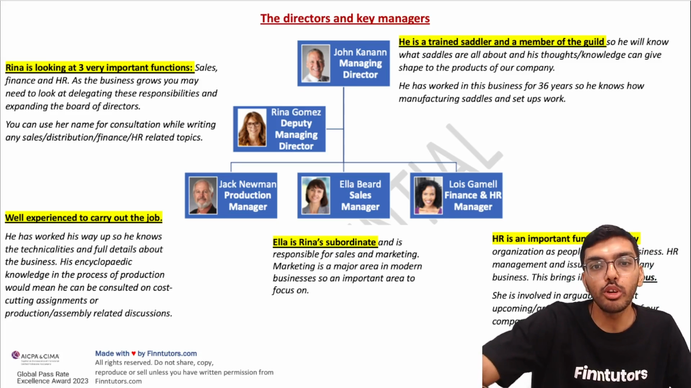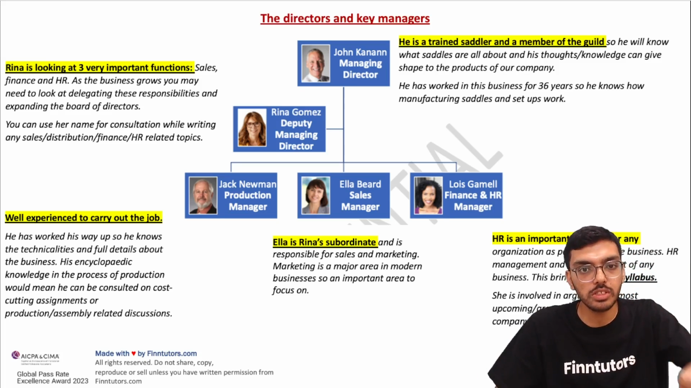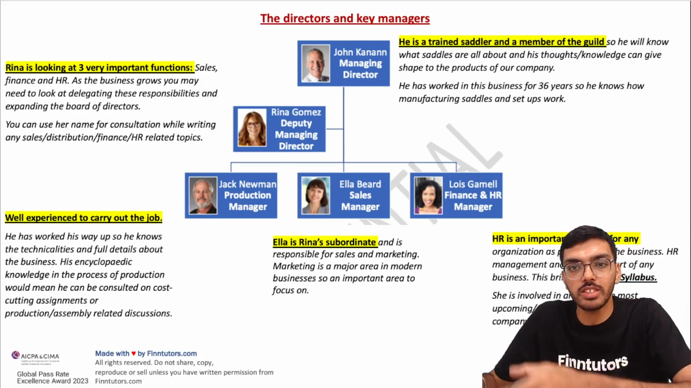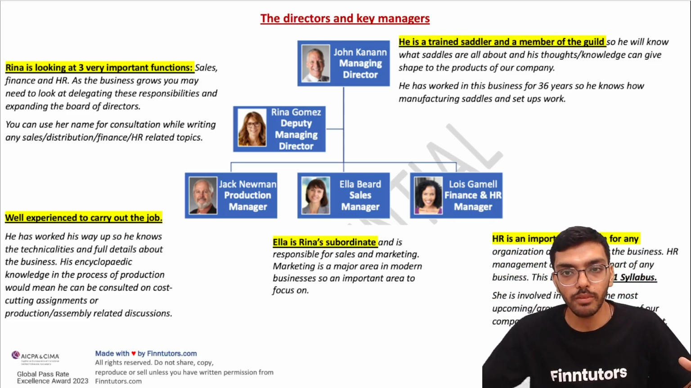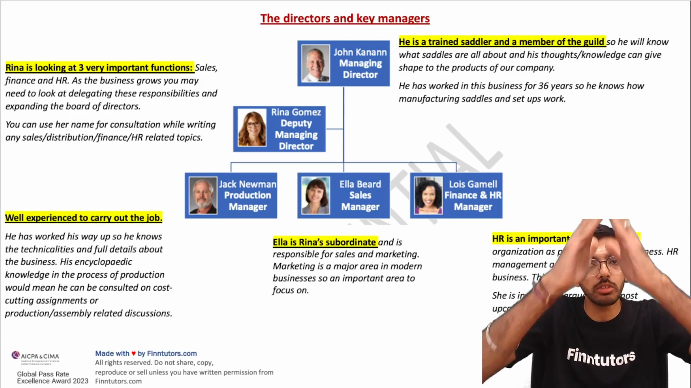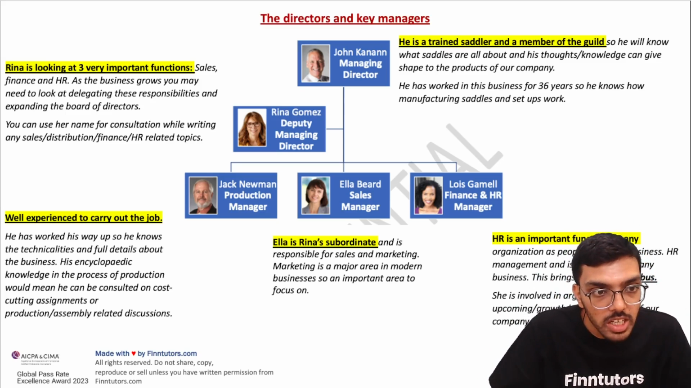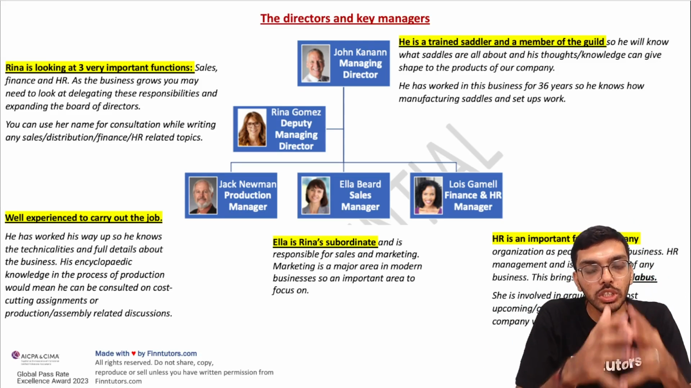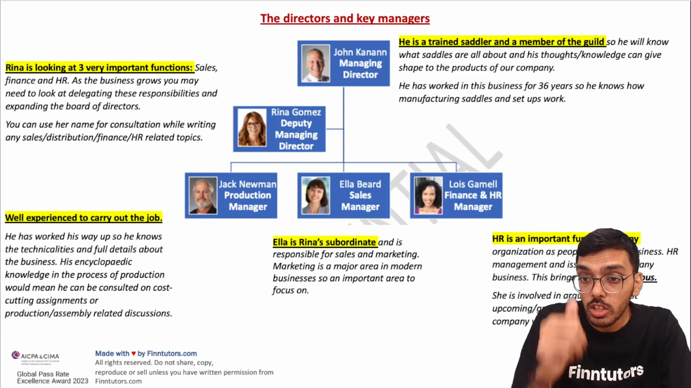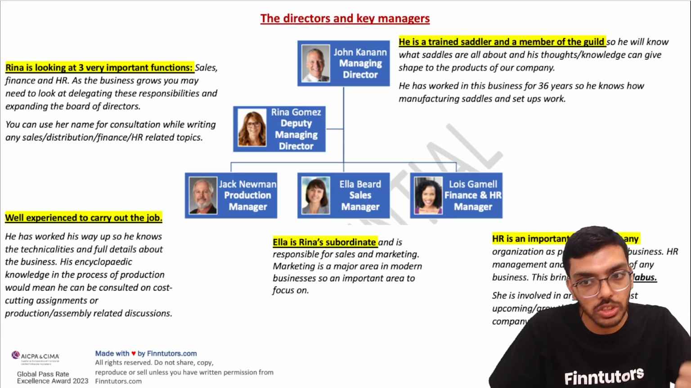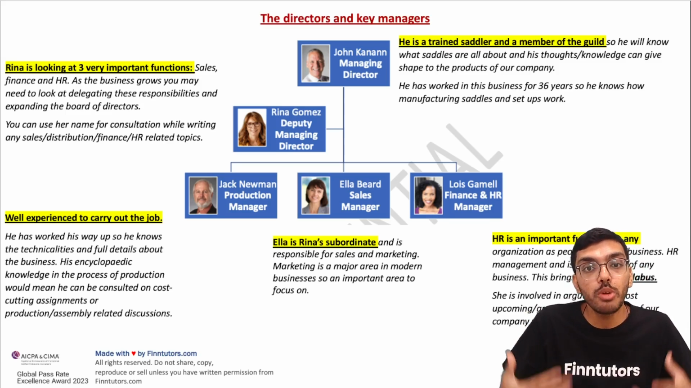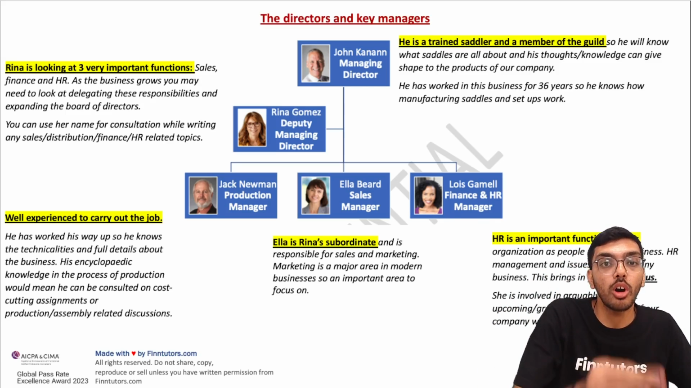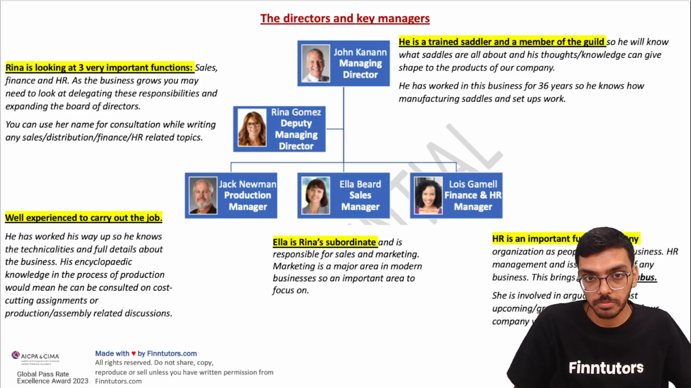So very clearly, if you look at this structure, it's a functional structure. Each function is a separate department. Jack looking at production, Ella looking at sales, Lois looking at finance and HR. They report to the people at the top who make the decision. So it's a very functional structure that is in place. The different structures like functional structure, divisional structure, matrix structure, the advantages and disadvantages of each should be something that you are clear about, and this is in your E1 syllabus.